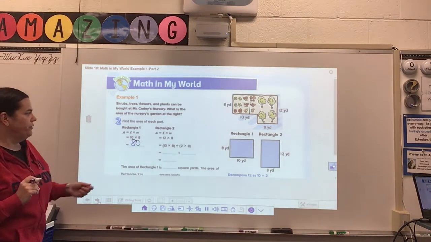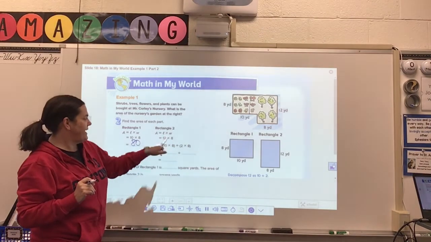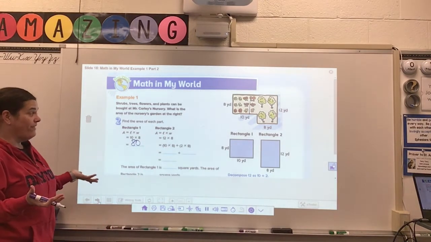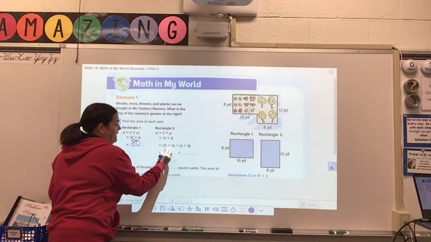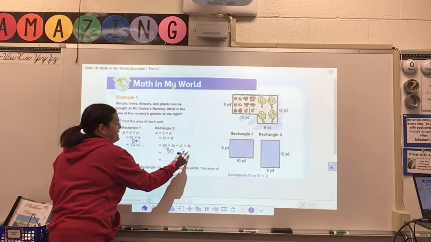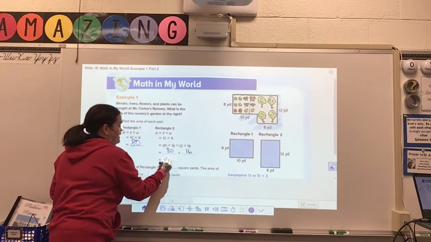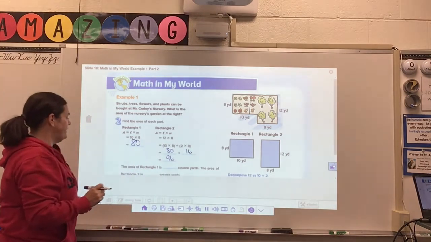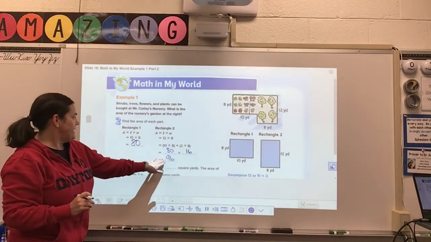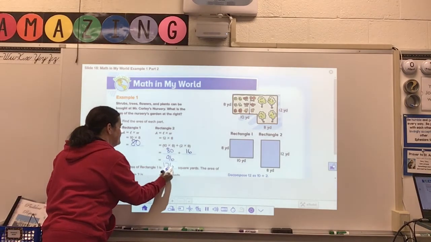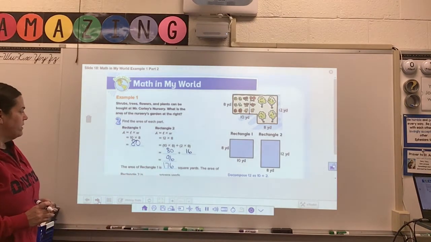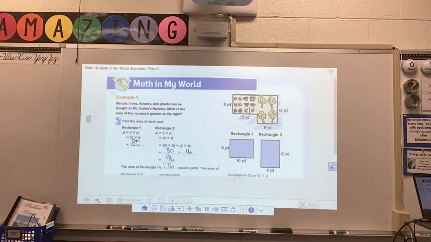And for rectangle 2, the length times width is 12 times 8. We can even decompose that if we're not really sure what 12 times 8 is. 10 times 8 is 80. 2 times 8 is 16, so you get 96. And then you're going to add 80 plus 96 and get 176 square yards. So the area of the nursery is 176 square yards.